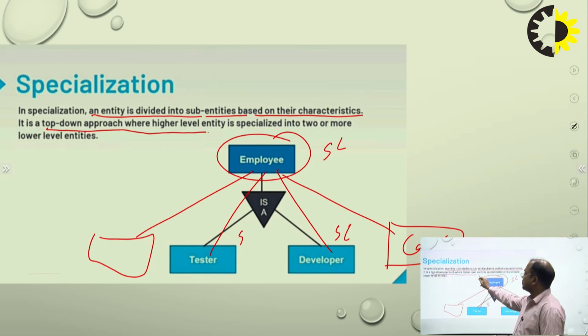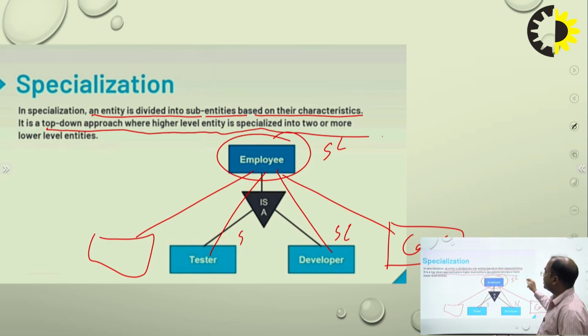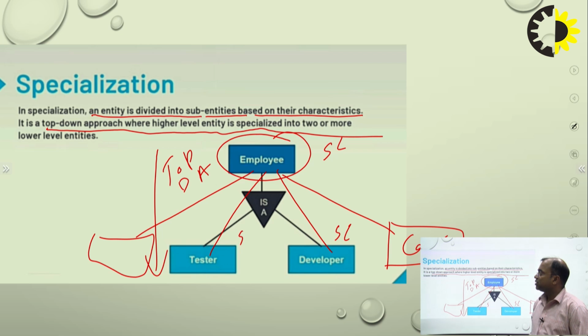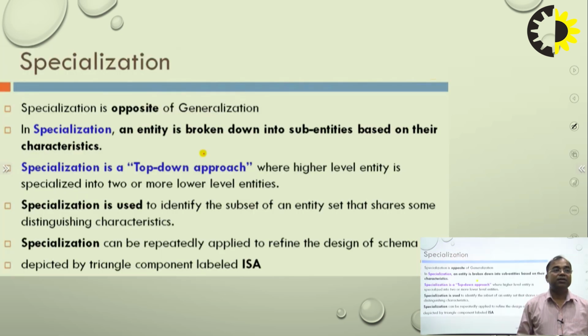It is a top down approach, where a higher level entity is specialized into two or more lower level entities. It is top down, starting from the top. Clear? So this is the opposite of generalization. As a definition, we can say specialization is the opposite of generalization.